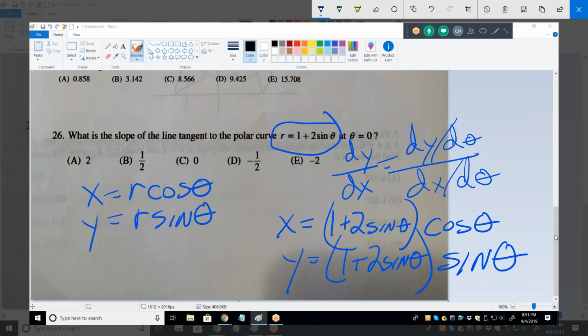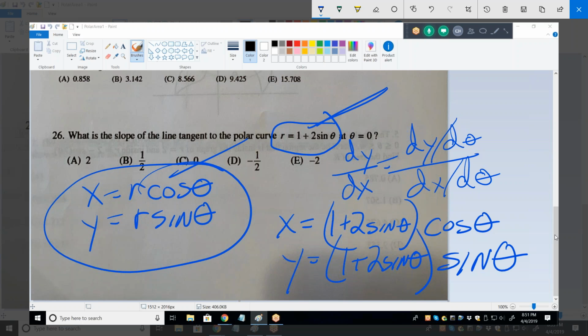A critical step here is to convert it to parametric equations, because we start with a polar equation and we're trying to figure out dy/dx. We can't get to dy/dx, even if we go through dy/d theta, unless we take this polar equation and convert it to two parametric equations. We just turned it from polar to parametric, right? Correct. And now notice that x and y are functions of theta.